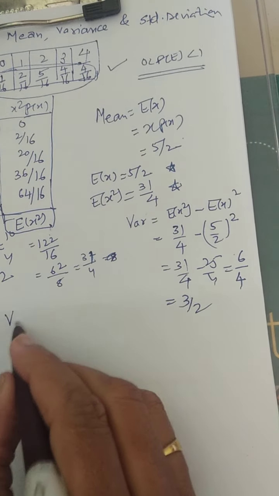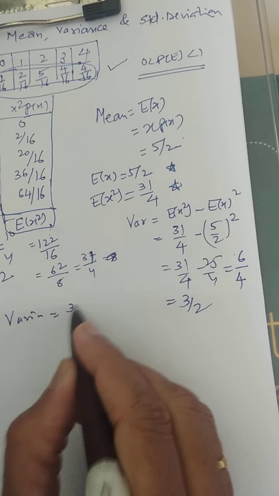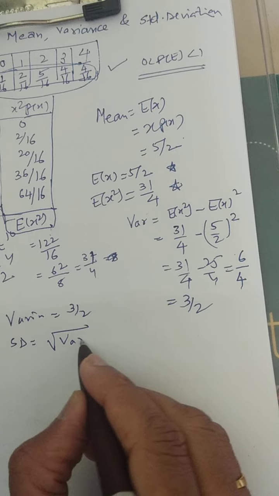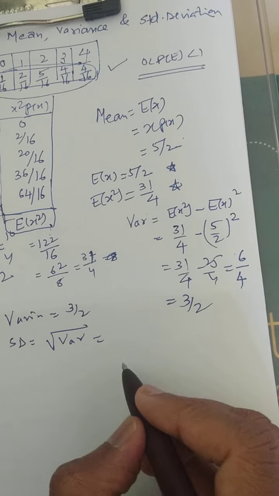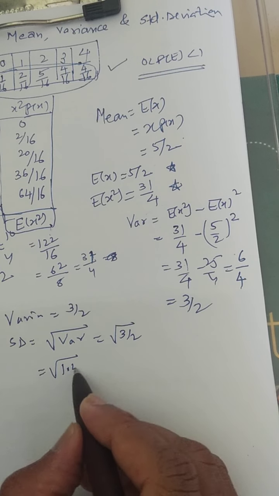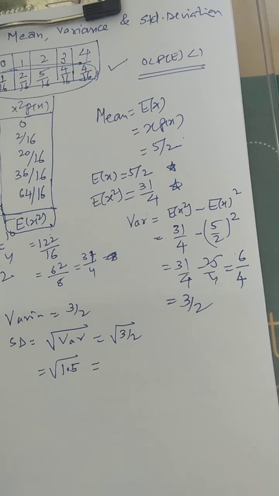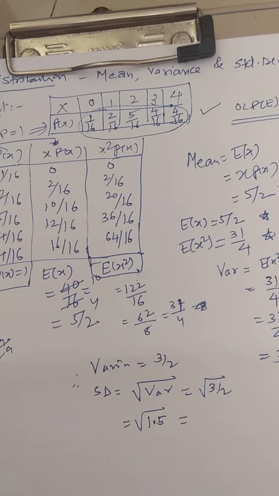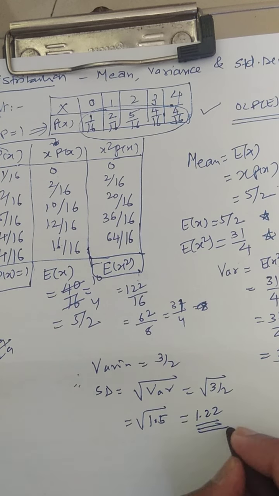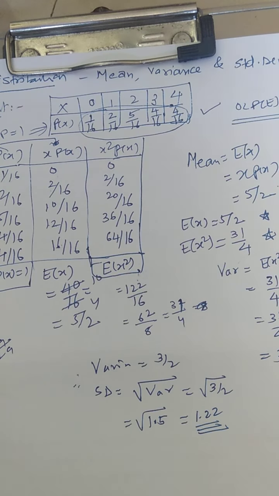Therefore, variance is nothing but 3 by 2. And if you want standard deviation, then it is the square root of variance. It can be written as square root of 3 by 2. It is 1.5, and if you calculate the square root of that, you will get the required answer. So it comes to be 1.22 something. So from the table we have learned how to find out mean, variance and standard deviation.